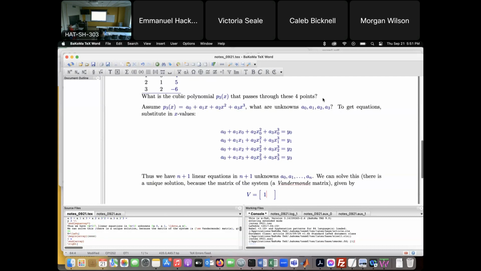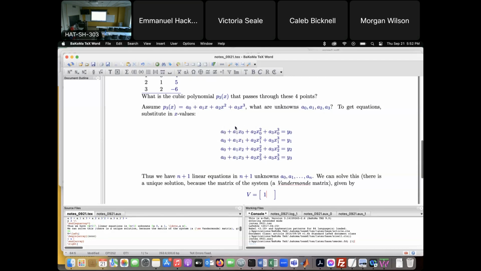So, if you have a system of equations like this written out, you want to express it in matrix vector form. To get the coefficients of the matrix, you take whatever numbers are multiplying your unknowns. The unknowns in this case are A0, A1, A2, A3. So the first column consists of whatever is multiplying A0, which in this case is all ones. So that's going to be the first column of the matrix.